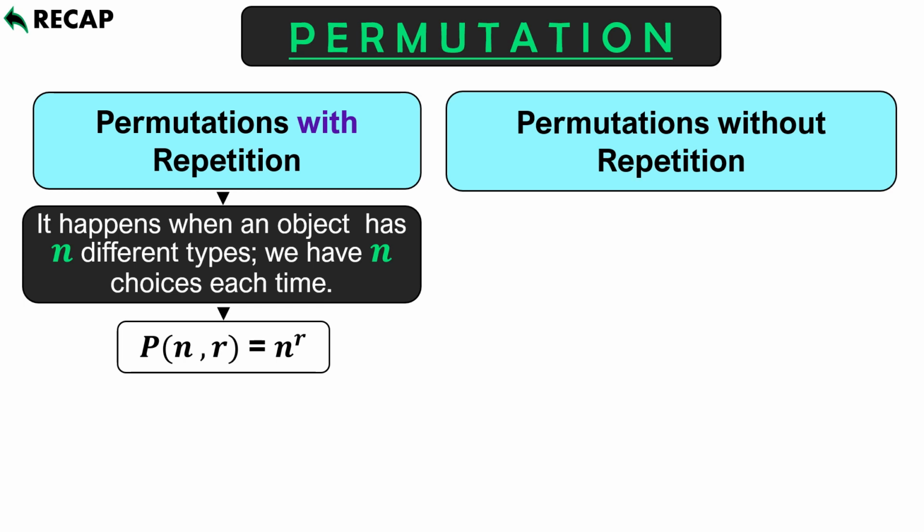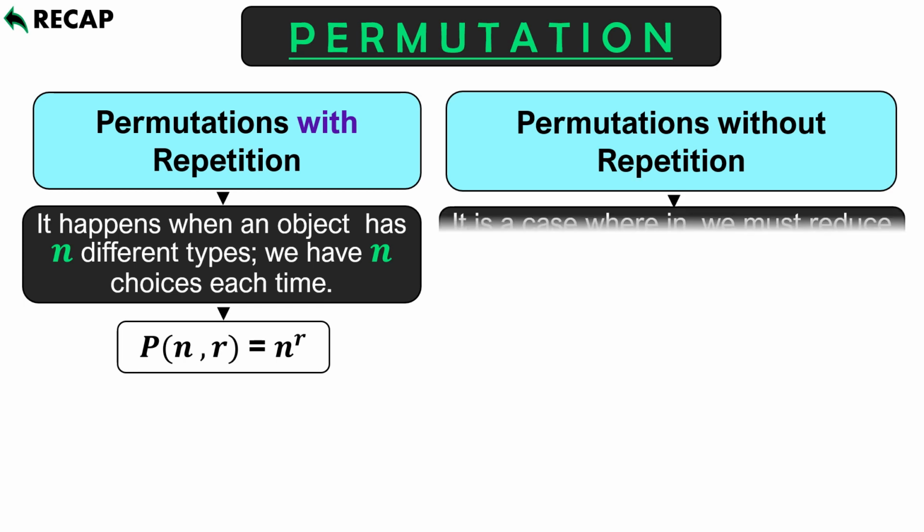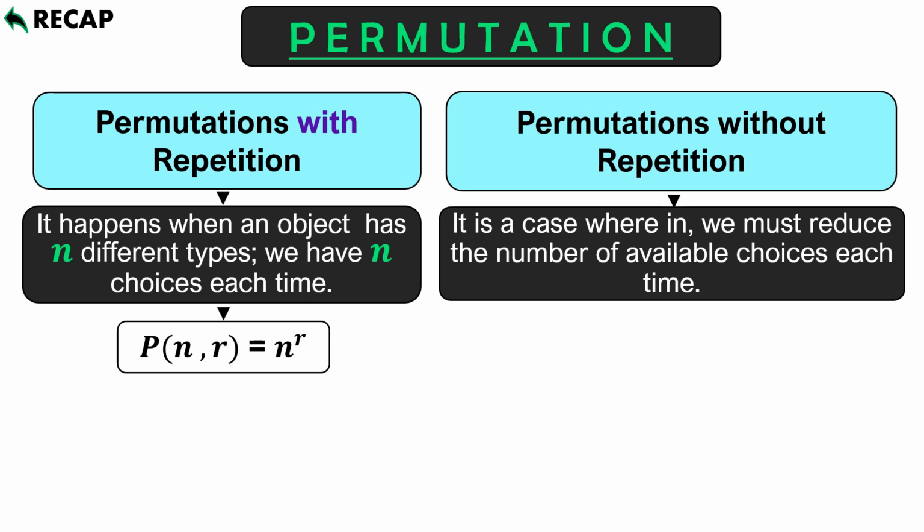Permutation without repetition is a case wherein we must reduce the number of available choices each time. Sa madaling salita, kung nabigyan ka na ng pagkakataon sa unang posibilidad, hindi ka na maaaring umulit o mabigyan pa ng panibagong pagkakataon. Ang pagkakataon na iyon ay ibibigay naman sa susunod. Kaya kung tapos ka na, tapos ka na. Wala nang second chance.